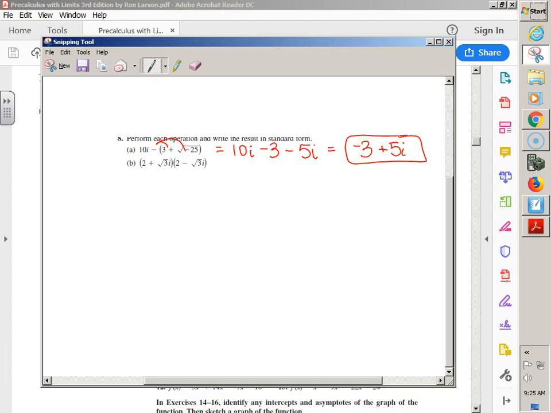For letter B, are we going to kill puppies? I'm just kidding. I mean, this isn't really a puppy problem.